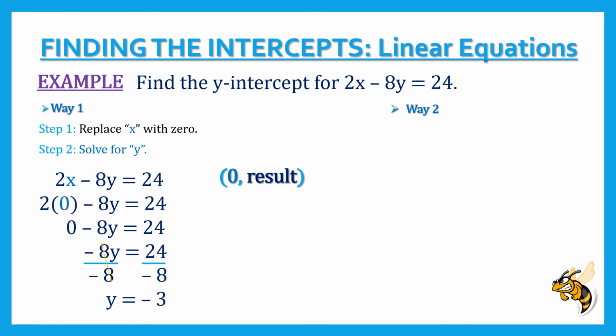Your answer will always be 0, comma, result, because x was 0. So it will be 0, comma, negative 3.